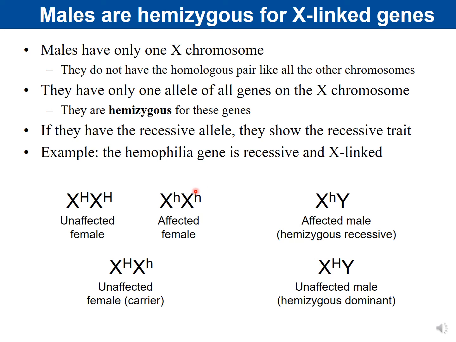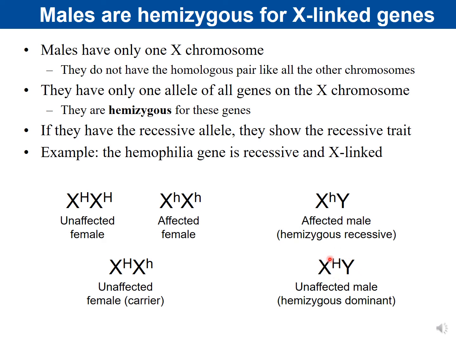But if dad gave X little h, that means that dad definitely has hemophilia, right? Because dad would be X little h, Y. And so he gave his daughter his X little h. So males who get a disease inherit it from their mom. Females who have the disease have an affected dad, meaning that their dad had to have the disease in order for the female to also have the disease.